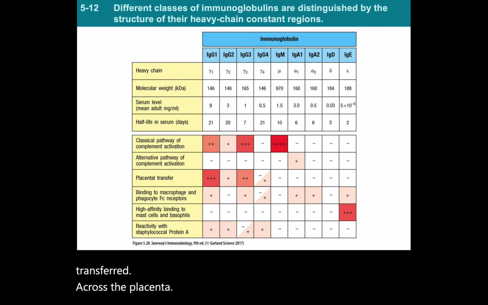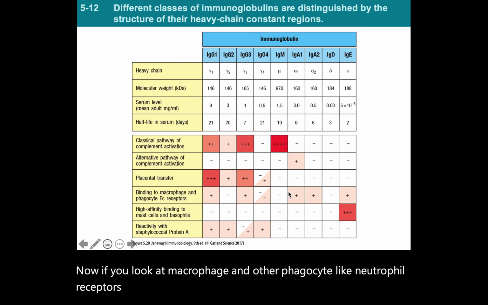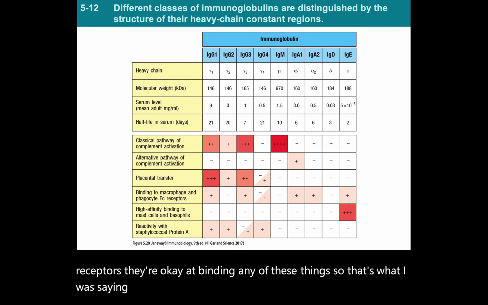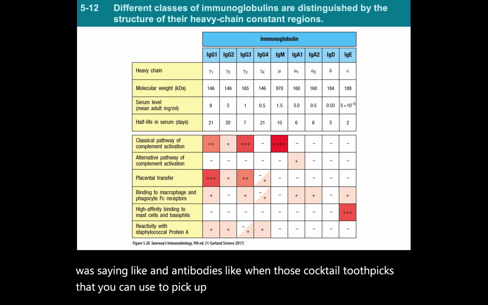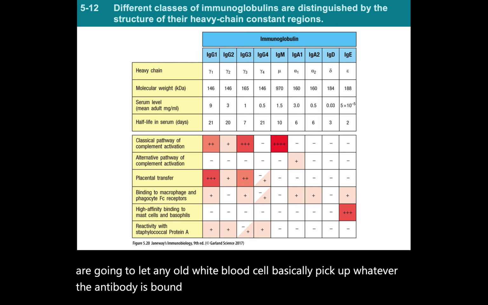Now, if you look at macrophage and other phagocyte receptors, like neutrophil receptors, they're okay at binding any of these things. So that's what I was saying, an antibody is like one of those cocktail toothpicks that you can use to pick up anything off the hors d'oeuvre tray. So these are going to let any old white blood cell basically pick up whatever the antibody is bound to and eat it, consume it, and digest it. So, yeah.